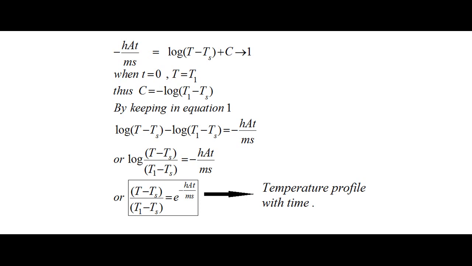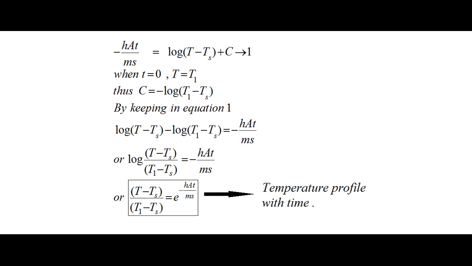So keeping the value of c in equation 1, which is at the top, we get log(T minus Ts) minus log(T1 minus Ts) equals to minus hAt upon m s. We know that log A minus log B equals to log A by B. So log of (T minus Ts) upon (T1 minus Ts) is equal to minus hAt upon m s. And further, by removing log from the LHS, (T minus Ts) upon (T1 minus Ts) is equal to e to the power minus hAt upon m s.